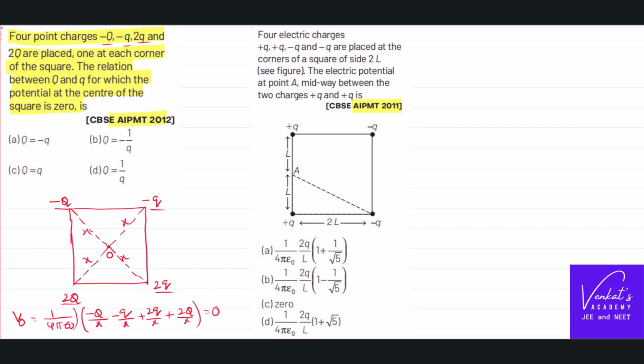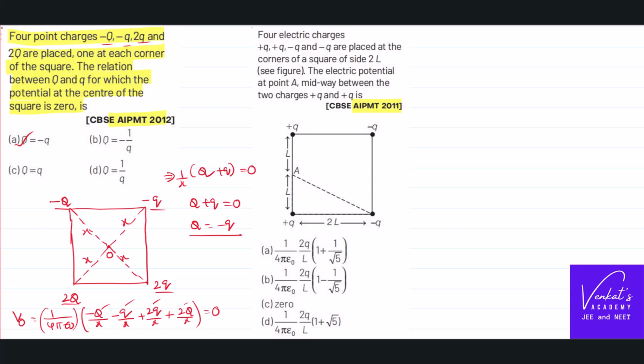Then the 1 by 4 pi epsilon naught on the other side becomes 0. If you take these terms, X is also common, that implies 1 by X of minus Q plus 2Q, means plus Q, minus 2Q minus small q, means plus Q, equal to 0. So Q plus q equal to 0, then q equal to minus Q. That's how we get the answer, right? So it's a simple concept. Let's have a look at the other question also, the second part of the question.